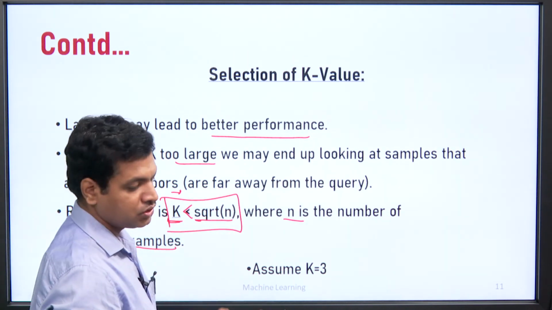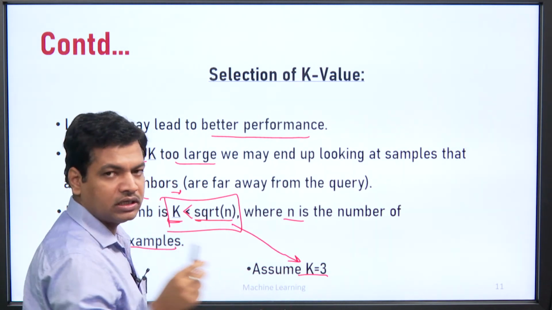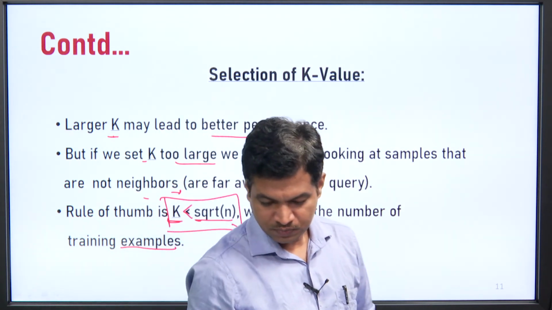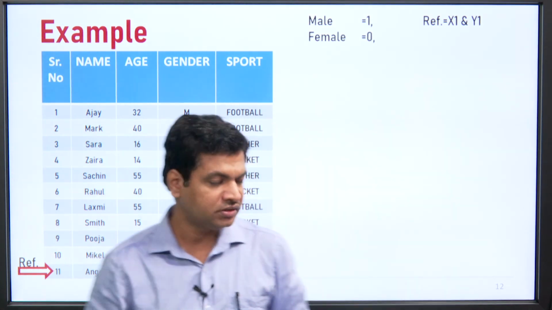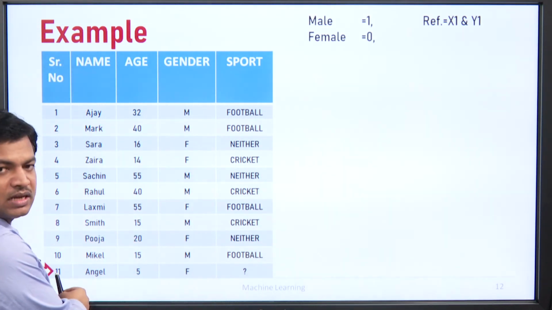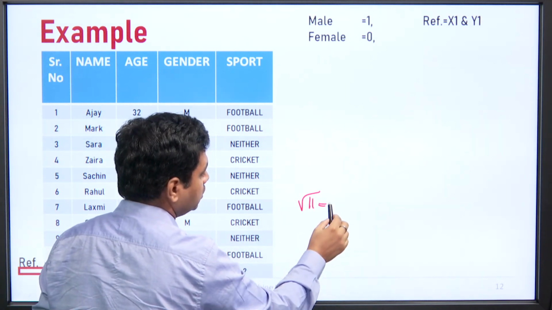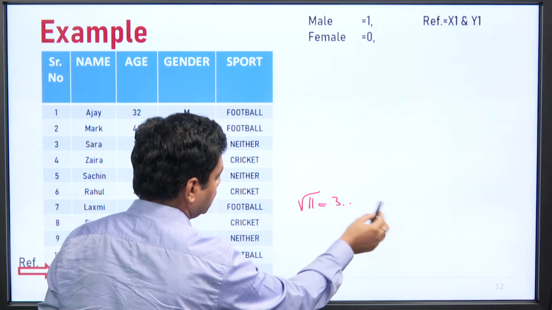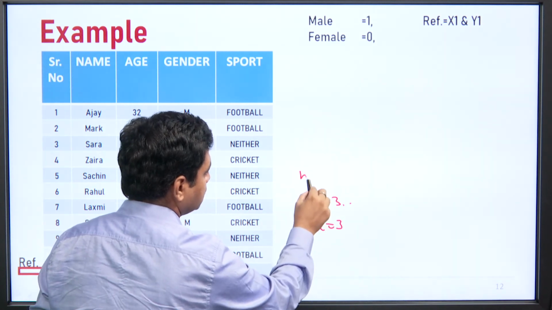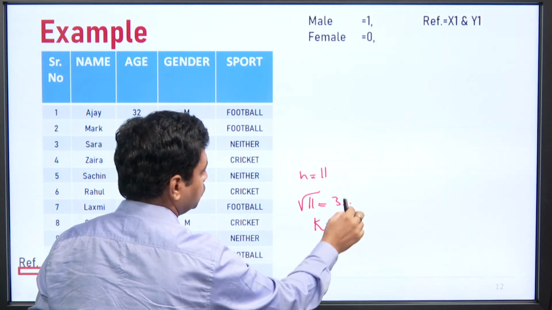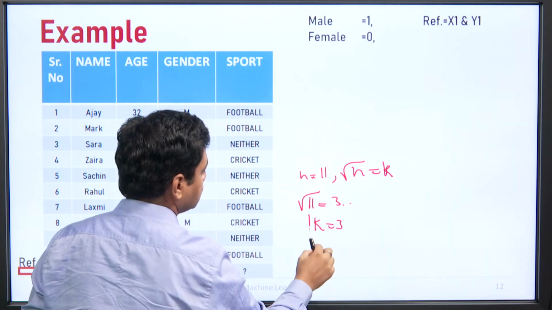Here we have assumed k is equal to 3, that is, we have determined k equal to 3 in the next example given. Here we see that there are 11 samples. The root of 11 is nothing but 3 point something, so we take the value of k equal to 3. Here n is 11, so root of n is k, and the k value is determined to be 3.